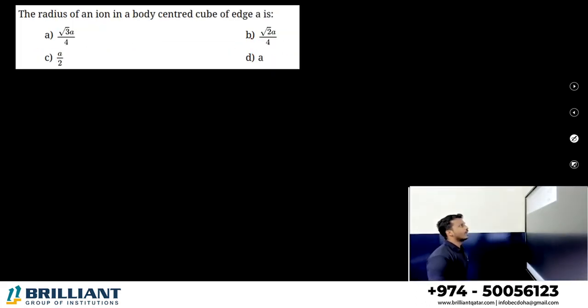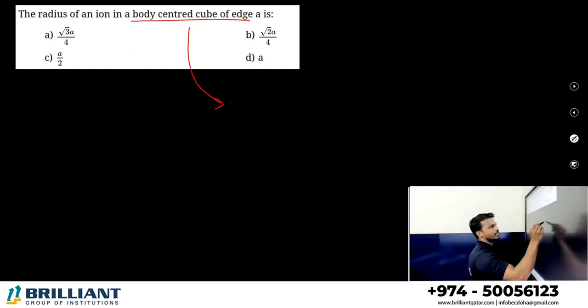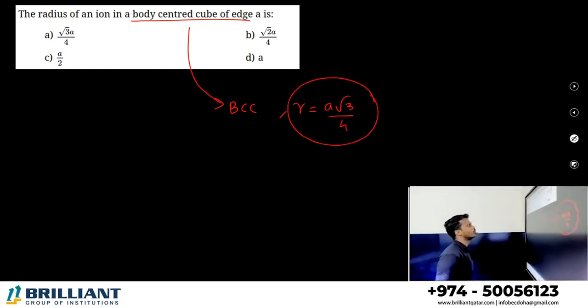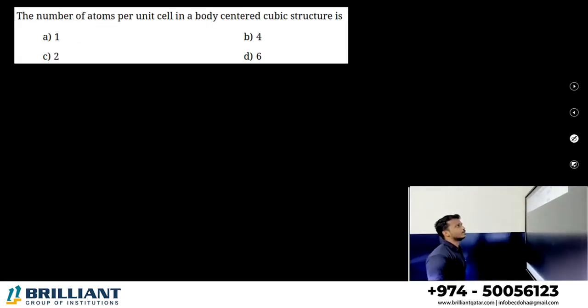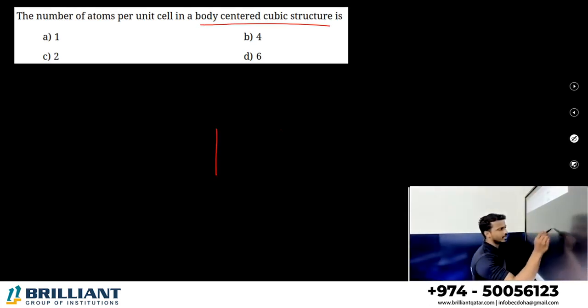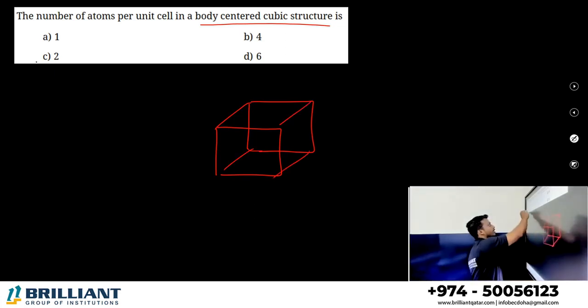The radius of an ion in a body-centered cubic, just to be discussed now: in a BCC system, radius equal to a root 3 by 4. Radius equal to a root 3 by 4, option A, body-centered. What is the number of atoms per unit cell in a BCC system? Here, BCC system means total number of atoms is equal to 2, right? It's equal to 2. Answer is option C.